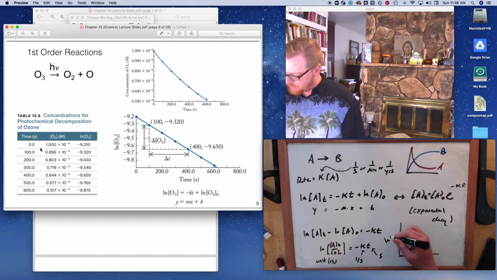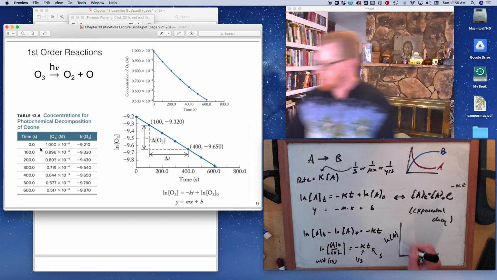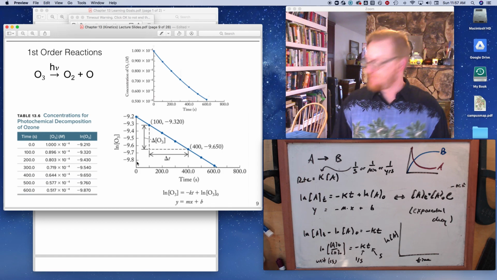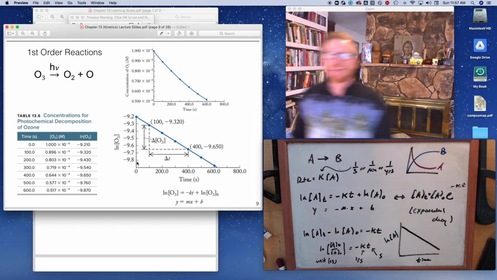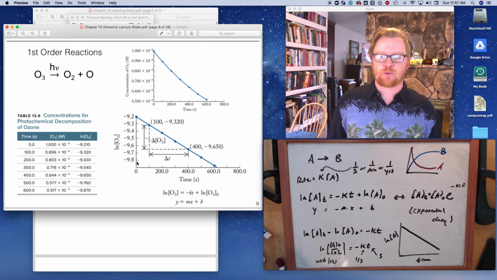and what we would specifically want to do is take the natural log of concentration on the y-axis. So here you can see on this data plot at 0 seconds, we have 1 times 10 to the minus 4 molar ozone. Take the natural log of that and you get negative 9.210. And so on. At different times, you're getting different concentrations and you take the natural log of those. And now if you plot those natural logs versus time and you get a straight line, then it tells you it's a first order reaction. This is yet another way of determining if something's a first order reaction.